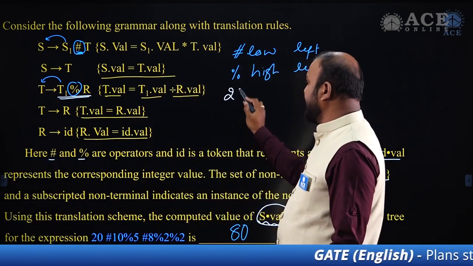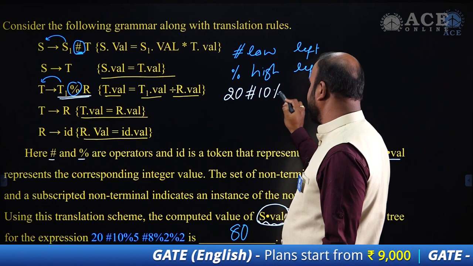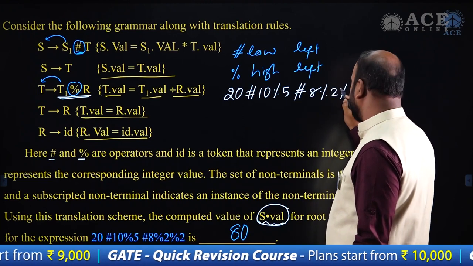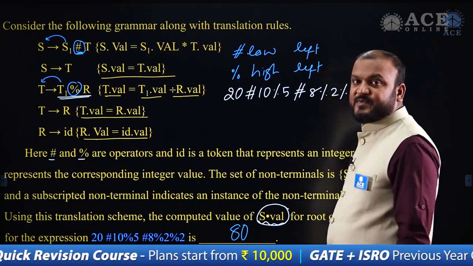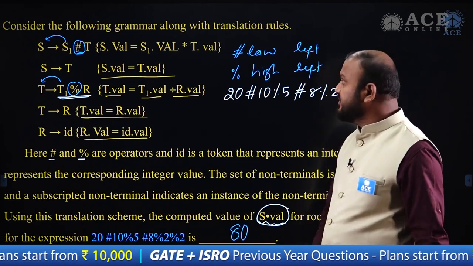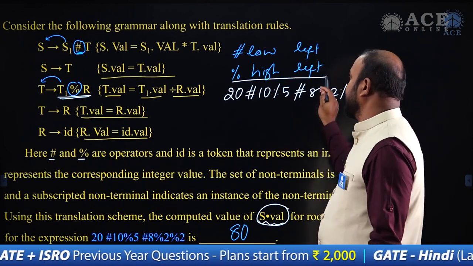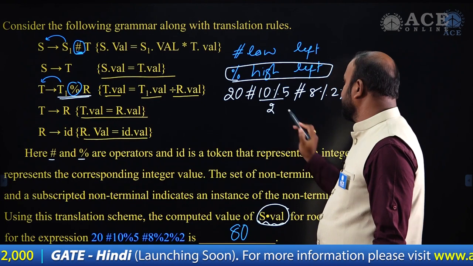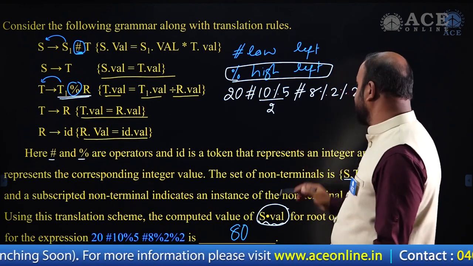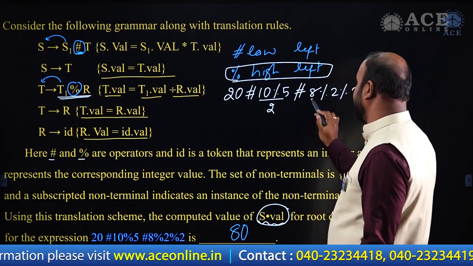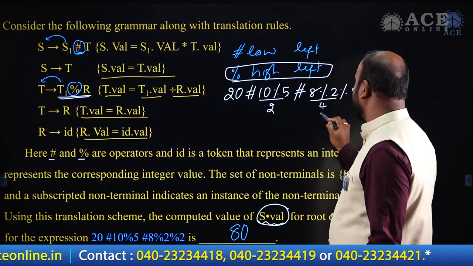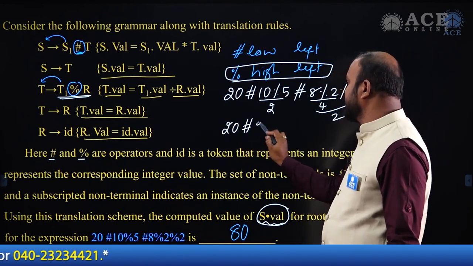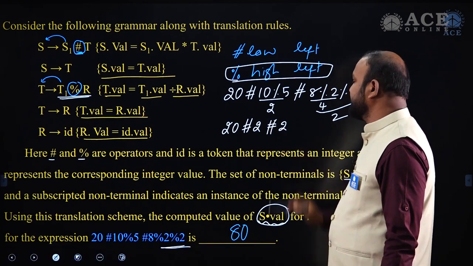Now what is the expression? 20 hash 10 percentile 5 hash 8 percentile 2 percentile 2. How is the expression going to be evaluated? The highest precedence operator is going to be evaluated first. That is percentile, the highest precedence. Now 10 percentile 5 is 2, and left associative means the leftmost operator is going to be evaluated first. 8 percentile 2 is 4, now 4 percentile 2 is 2. Now it becomes 20 hash 2 hash 2.